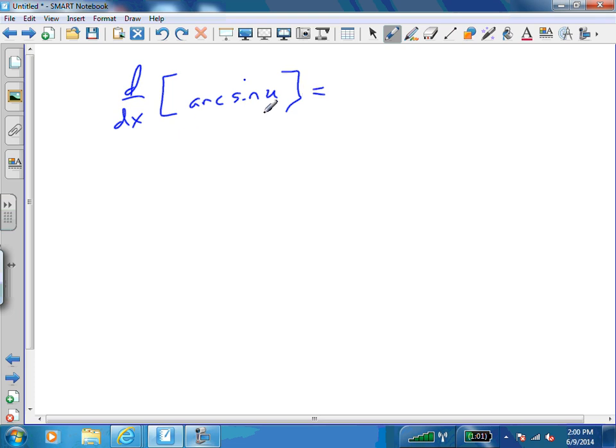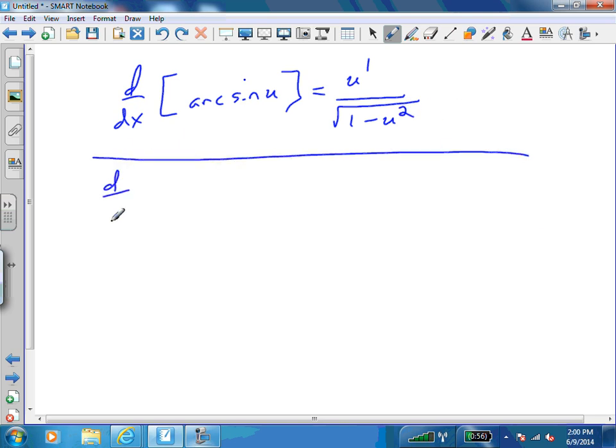The derivative of arc sine u is u prime over the square root of 1 minus u squared. The derivative of arc cosine is almost the same thing except it has a minus in front of it.